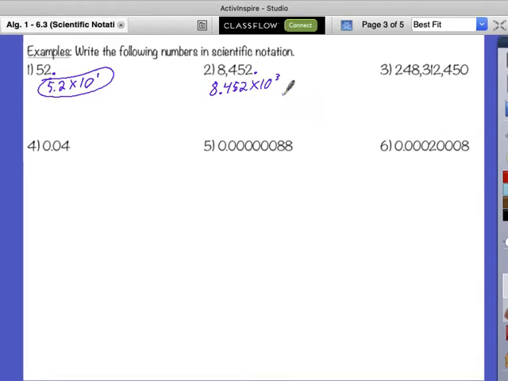And I'd have to move the number back to the right, so it's a positive exponent. One way to think about it: is our actual number bigger or smaller than our decimal? Our actual number is bigger, so it has to be a positive exponent.